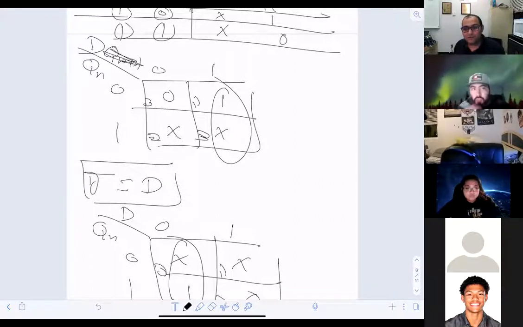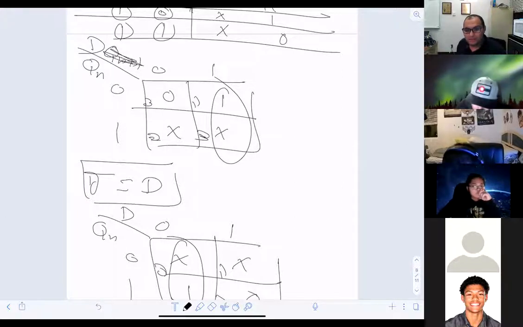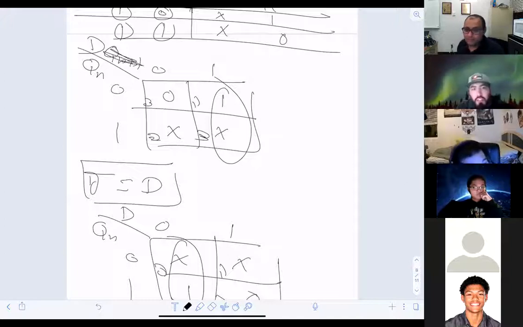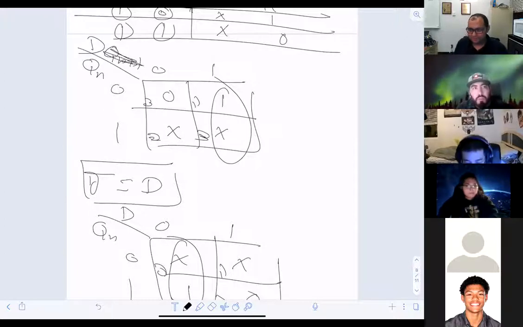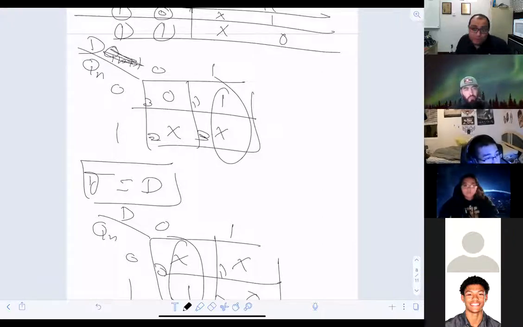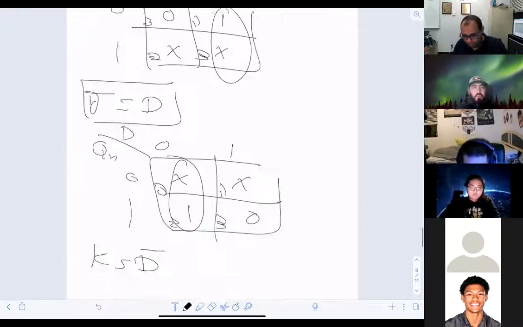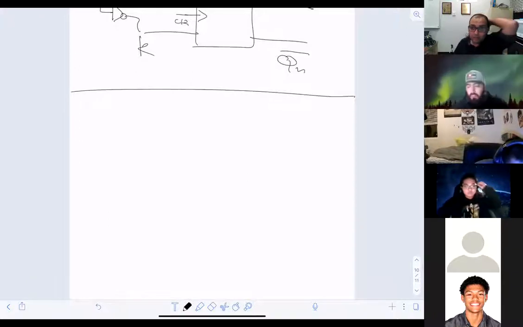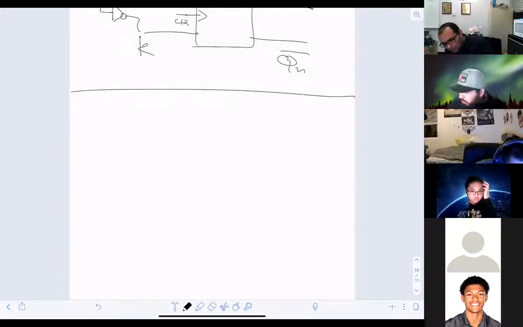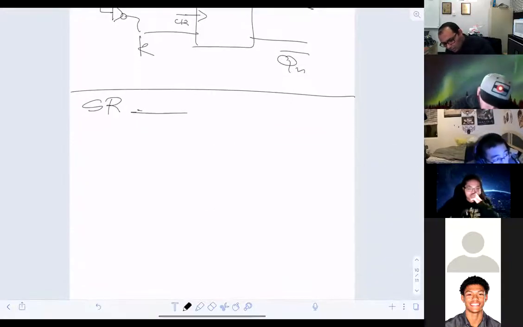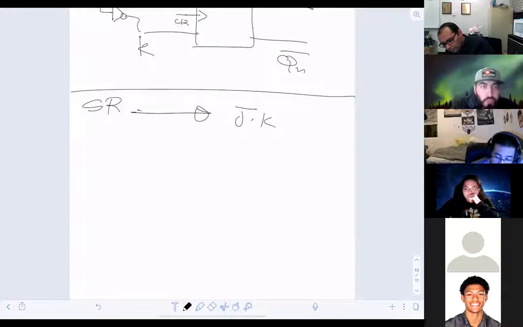Any questions so far? We're going to make more examples. Any questions, any problem, anything? Okay. If that's the case, maybe we can play the game between SR and JK. I will make one more example, and then I can give you the rest. You can look at it, okay? So for instance, if I say SR moving to the JK flip-flop.